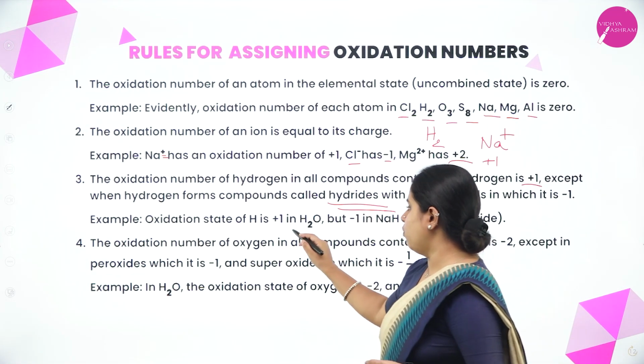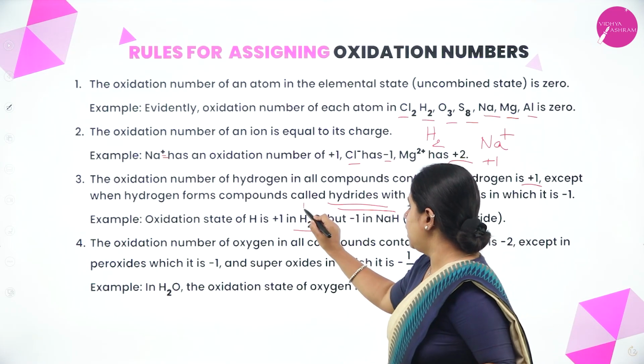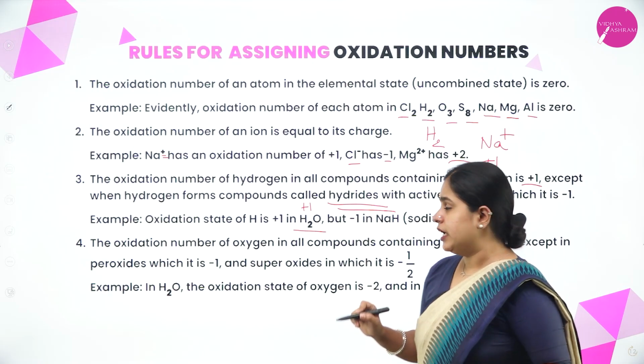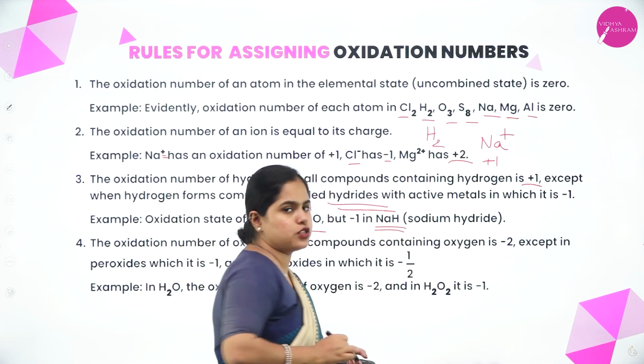For example, let's take water. In the case of water, the oxidation number of hydrogen will be +1. But if we take the case of sodium hydride, where it is forming a hydride, it is called sodium hydride.